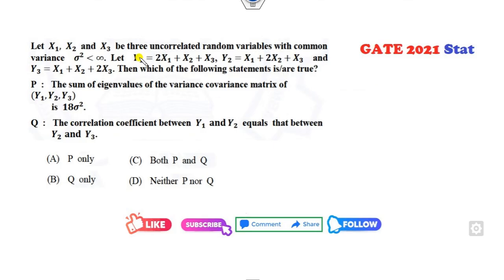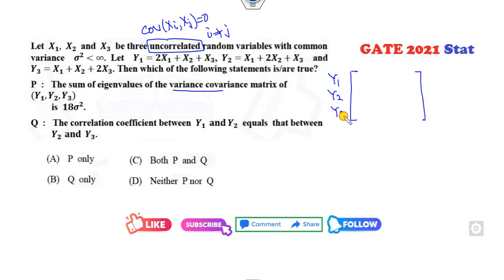Look at this another one. They are uncorrelated to each other, meaning the covariance of xi and xj is 0 whenever i is not equal to j. Then which of the following statements are true? The variance covariance matrix between y1, y2, y3, and your target is to find the sum of the eigenvalues. We all know the sum of the eigenvalues is nothing but the trace of the matrix. So it means I need to find only the diagonal values. So what is the diagonal? y1, y1, variance of y1.